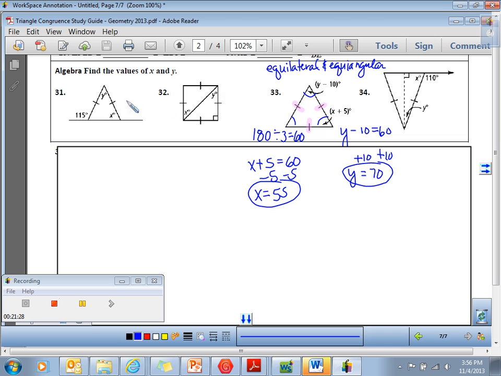Just this one. These are going to be isosceles here. Just have to use information given.